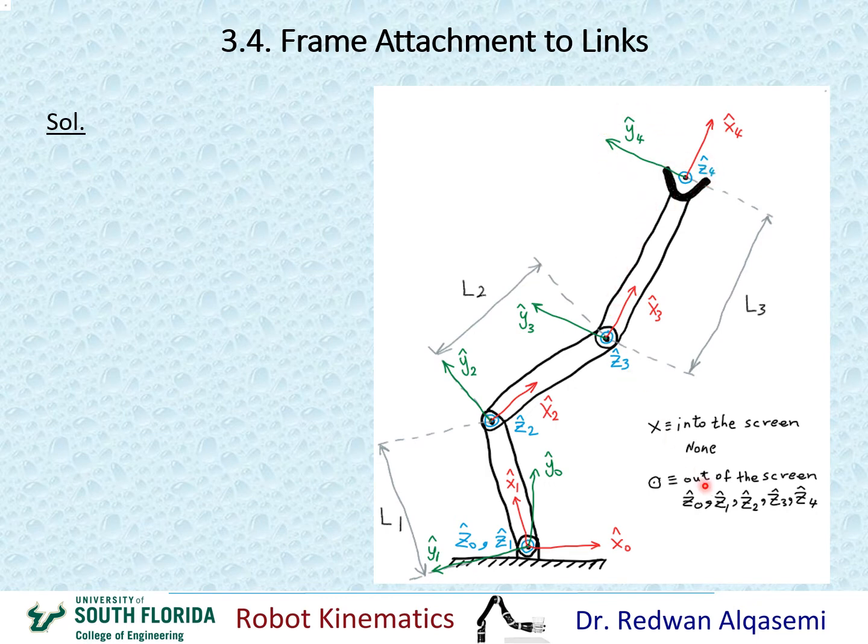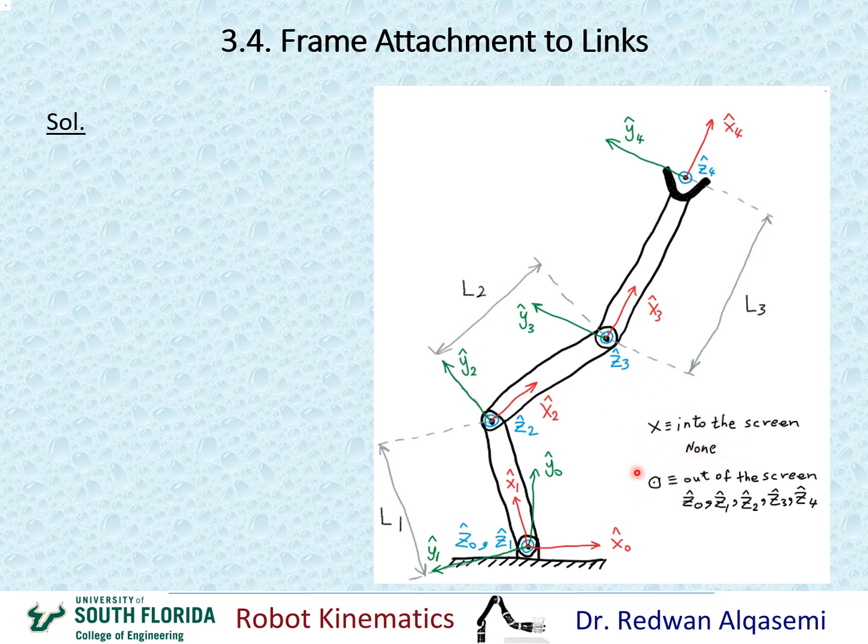Okay, I went ahead here and summarized all the axes that are not clear, that are going either into the screen or out of the screen. So X is for any axes that are going into the screen. In this example, we don't have any.